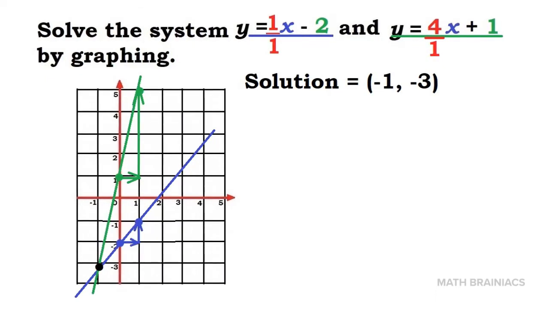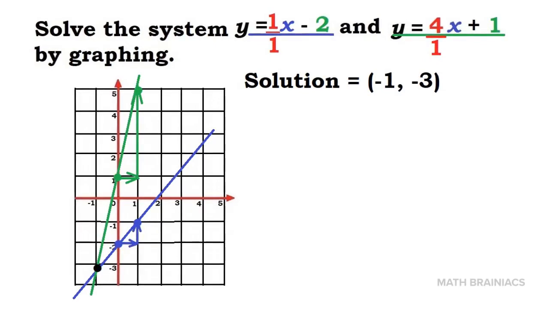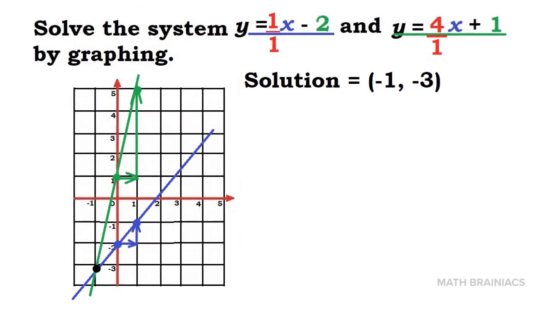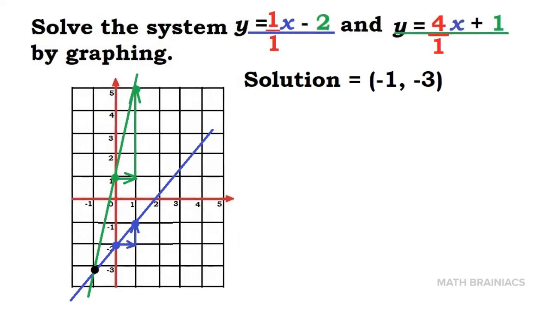Upon connecting the 2 points of the second equation, which is the green line, you can see that there is an intersection between the green line and the blue line, which is negative 1 and negative 3. Accordingly, this is the solution of the system y is equal to x minus 2 and y is equal to 4x plus 1. The solution is negative 1 and negative 3.